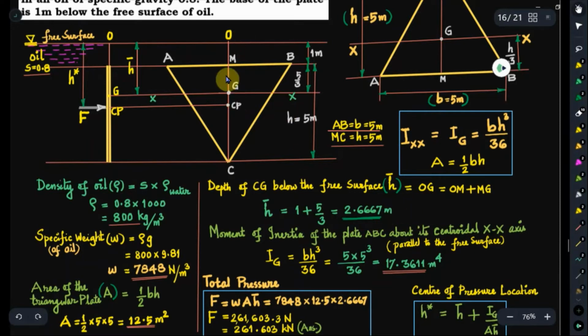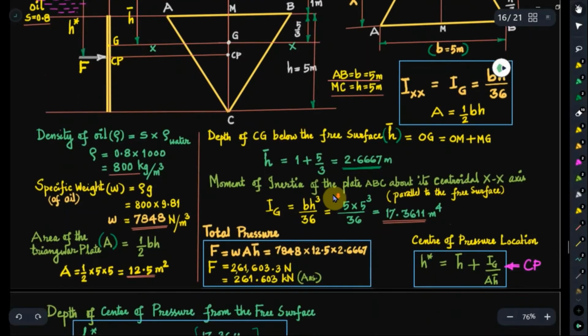OG is equal to OM plus MG. OM is equal to 1 meter, MG is equal to 5 by 3. So OG is the distance h bar. So h bar here is 2.6667 meters.